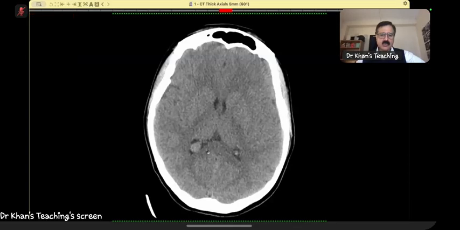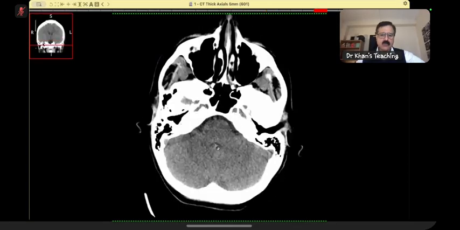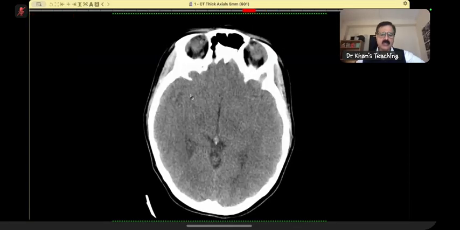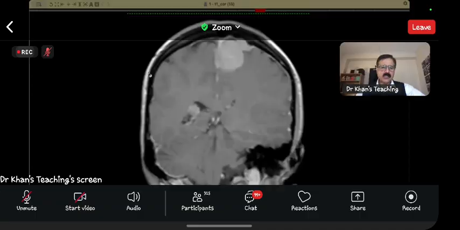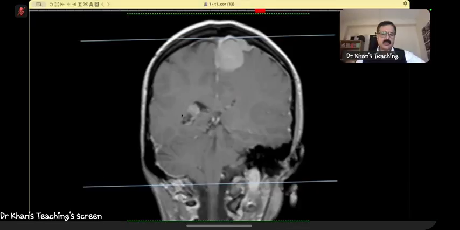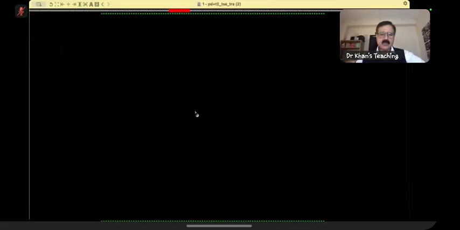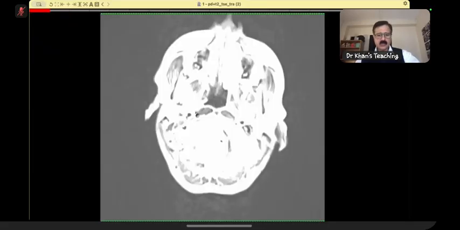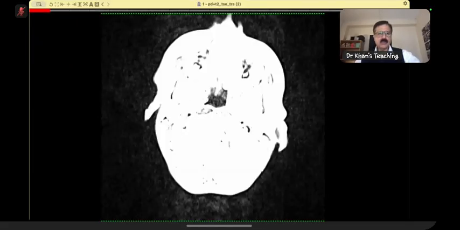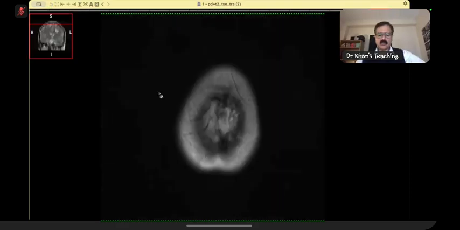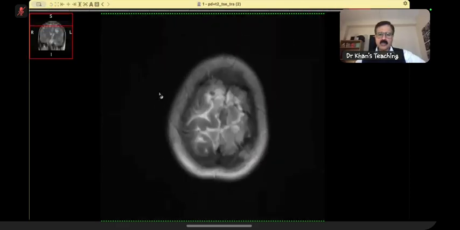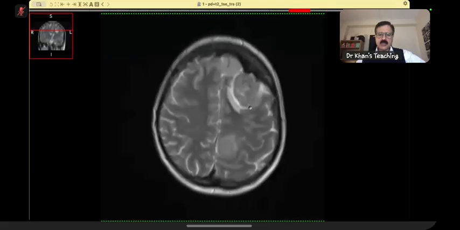Now here, there was a lesion in the ventricle, which happened to be an intraventricular meningioma. I showed you a T2 weighted sequence, and on the T2 weighted sequence, what has happened? I think it has gone mad. Just one second. Yeah, now it is fine. Now, you can see these are multiple lesions.